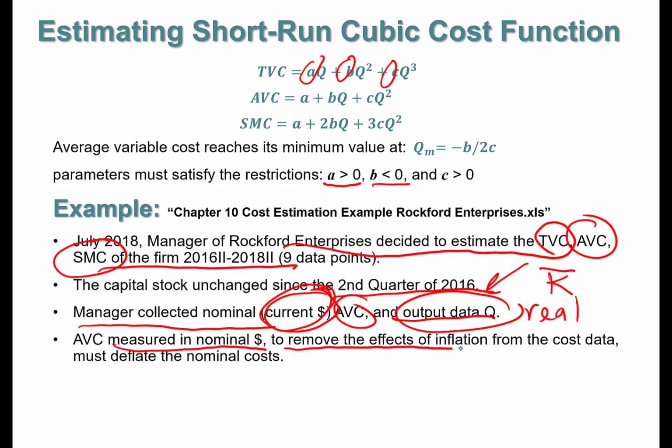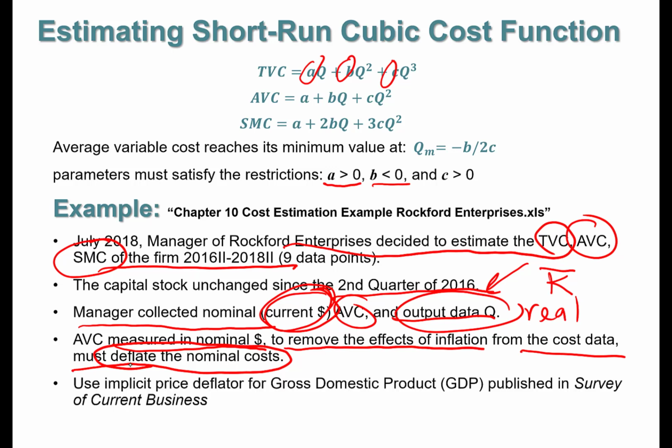To remove the effects of inflation from the cost data, you have to deflate the nominal cost. And I'm going to teach you how to actually calculate the real cost data. We are going to use implicit price deflator for GDP published in Survey of Current Business. Okay, so this is a deflator. I'll teach you how to deflate, how to calculate real data.